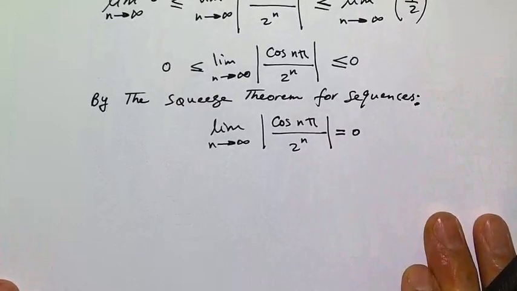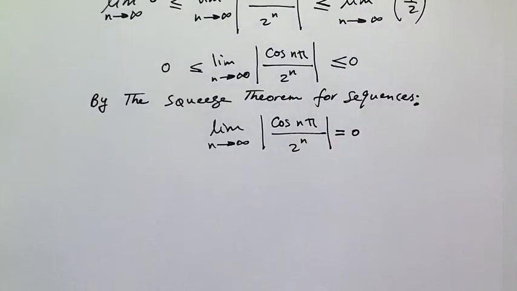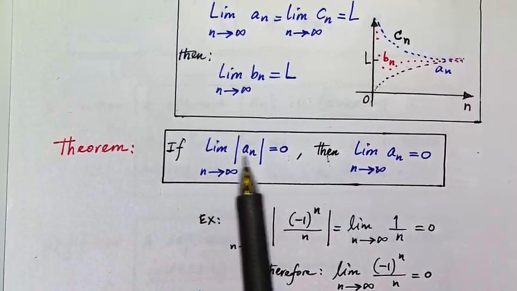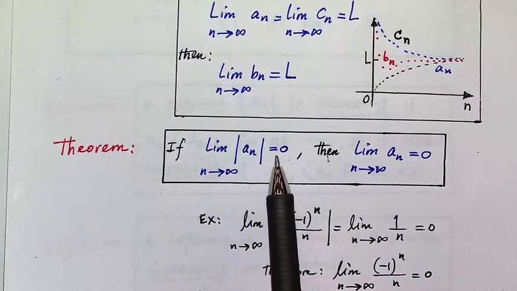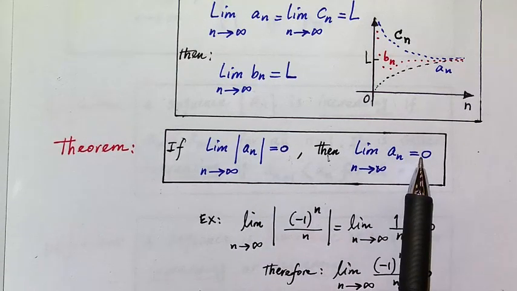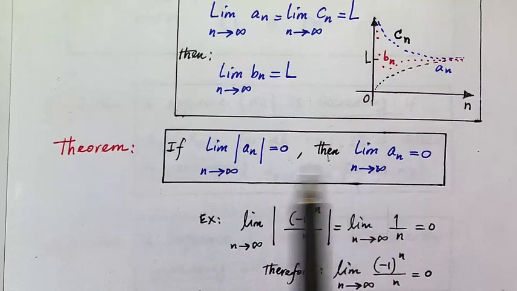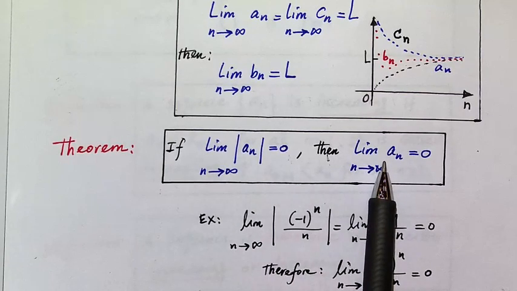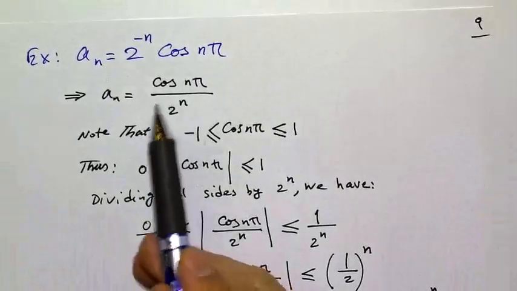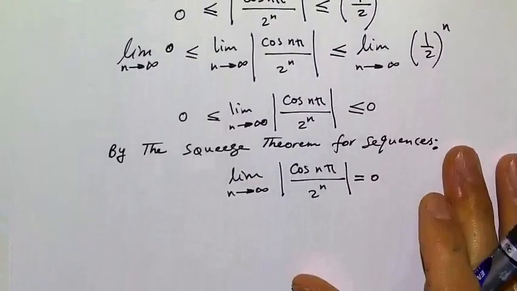Well, we had another identity. Let me see if I can find it. Right here on page 2 this time, this theorem says that if you have the limit of an absolute value as n goes to infinity equals 0, then the limit of the original sequence as n goes to infinity goes to 0 as well. So we can use this result to our advantage and conclude that the original sequence that didn't have the absolute value will also go to 0.